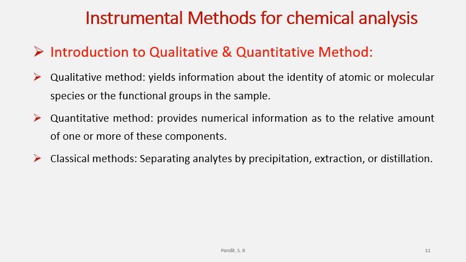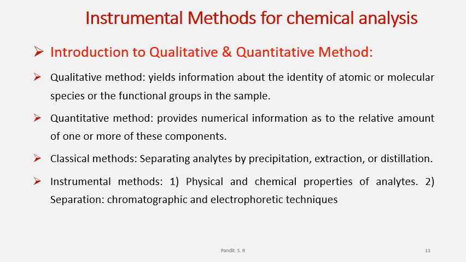So here, qualitative means the information about the identity of the substance. Quantitative means in how much amount it is present. Classical means precipitation, extraction, distillation. Instrumental means the physical and chemical properties of the analyte are being checked. Also, in some instrumental methods, separation is done using chromatographic techniques.